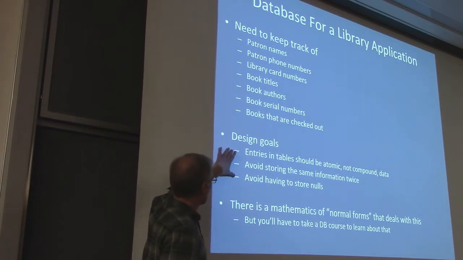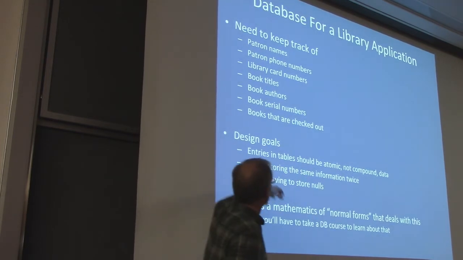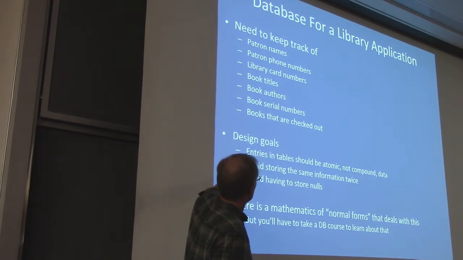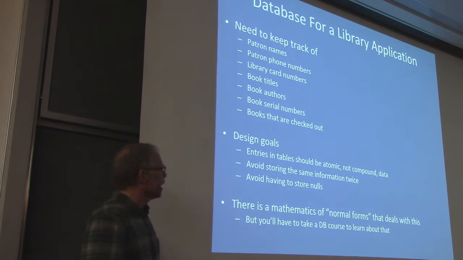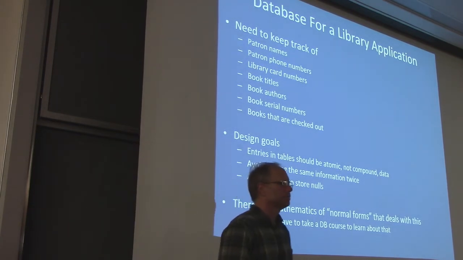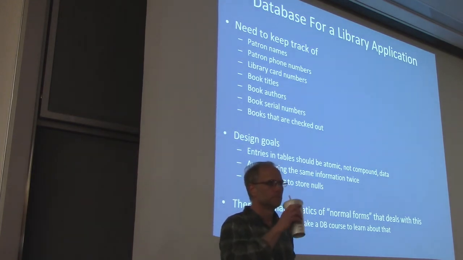Now I mentioned there was a mathematics. It's called normal forms. These are some of the basics that you want to get out of the mathematics. Generally, the entries in tables should be atomic, not compound. Now what does that mean? What does it mean for data to be atomic? Yeah? Back there.